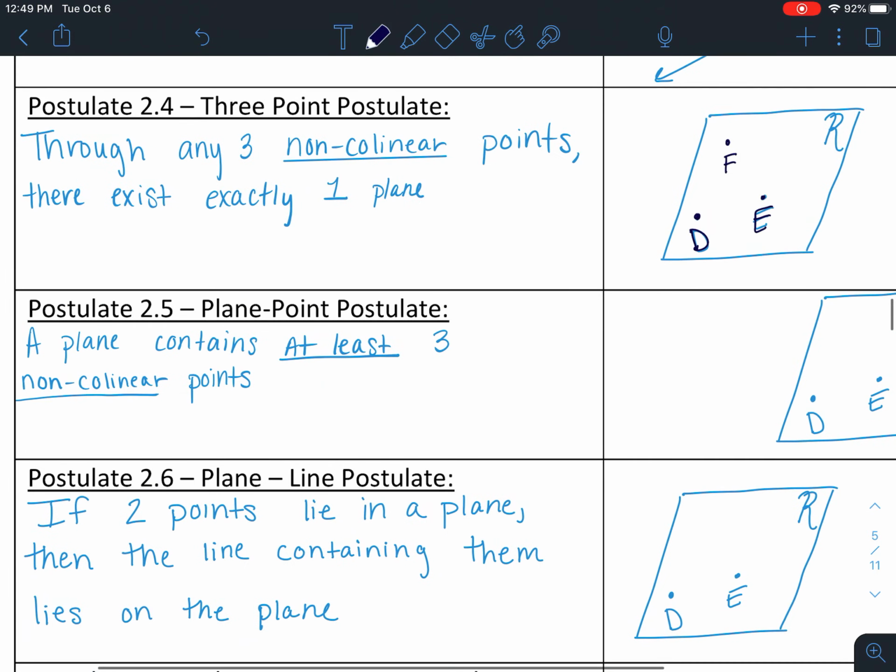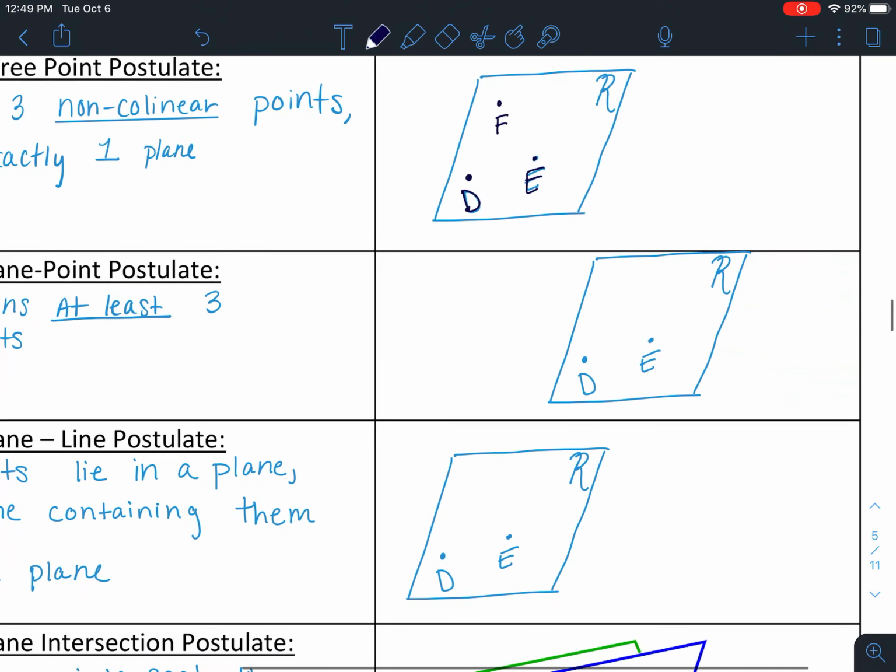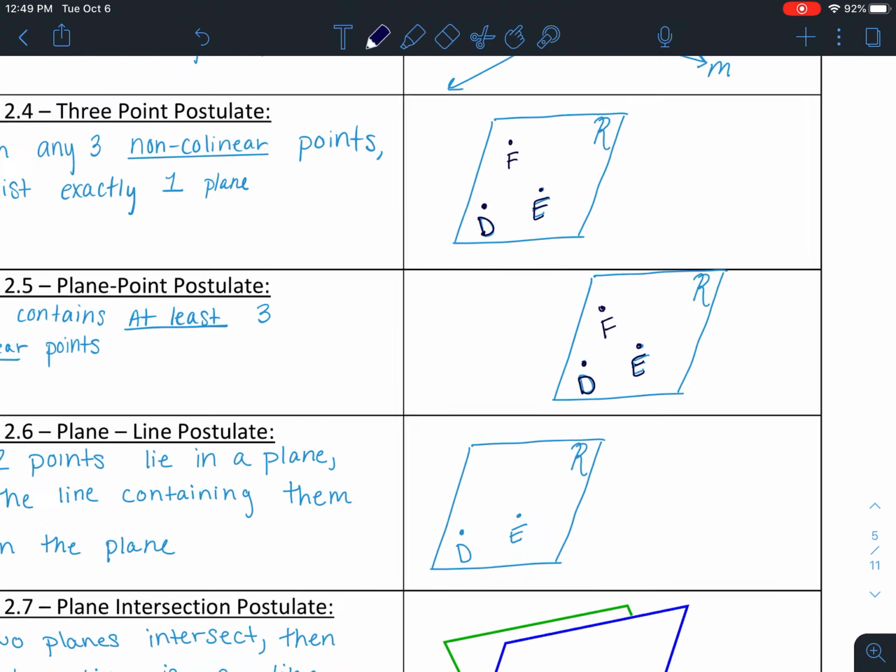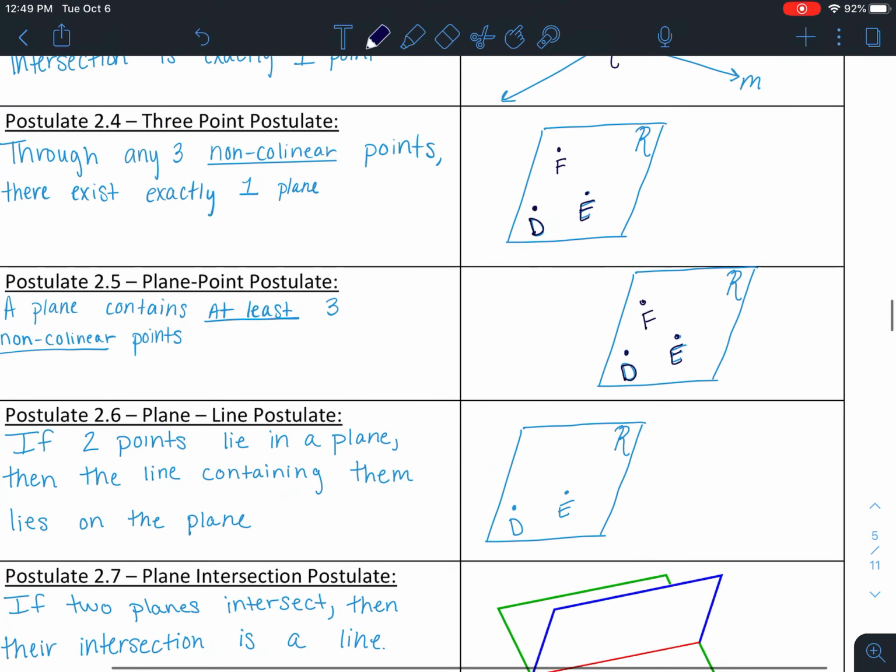2.5, a plane contains at least 3 non-collinear points. So again, here's my plane R, and once again I have D, I have E, and I have F. So because I have a plane, I have at least 3 non-collinear points. I could have more. I could have 6, 12, 25, but we're just going to go with 3.